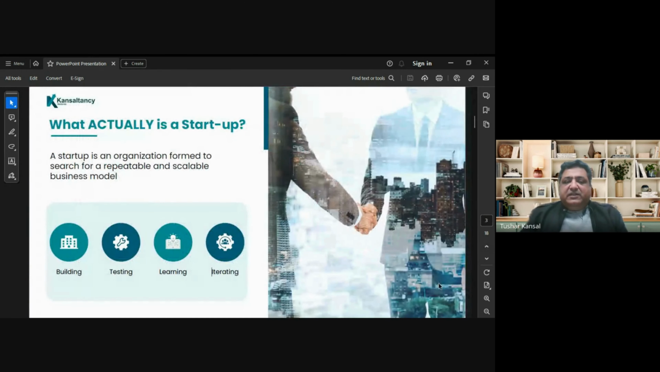So what actually is a startup? A startup is an organization formed to search for a repeatable and scalable business model. The model has to repeat, the business has to scale. And the way we do it is scientifically. We build, we test, we learn from that test, and then we iterate. So this is the process.